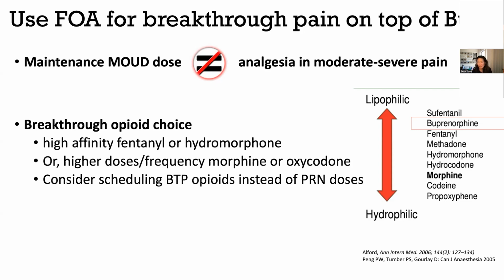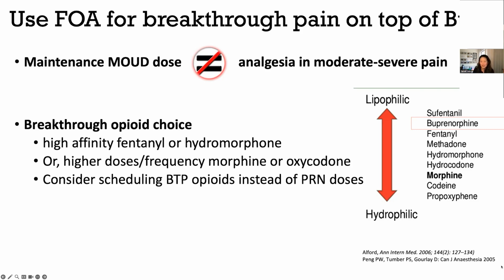If someone's able to get fentanyl pushes like on the floor or whatever for breakthrough pain, that's great. That's going to work the most effectively. But it doesn't have to be fentanyl or hydromorphone. You can use morphine, you can use oxycodone. You might just need to use higher doses or more frequent dosing to surmount the buprenorphine effect. Okay.